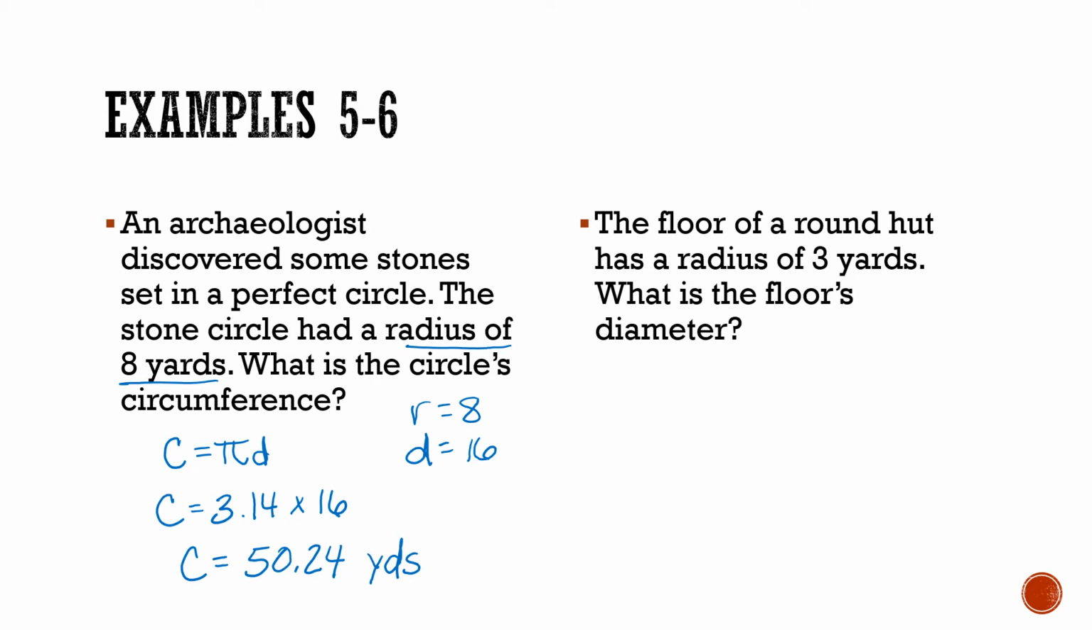In example 6, it says the floor of a round hut has a radius of 3 yards. What is the diameter? Okay, remember that your radius is halfway through the circle. We're wanting to know the diameter all the way through the circle. So the radius is half of the diameter. So we need to multiply that radius by 2, which would give us 6.